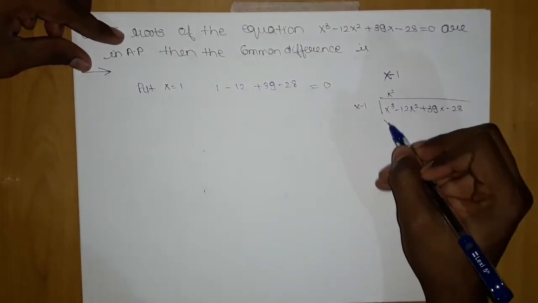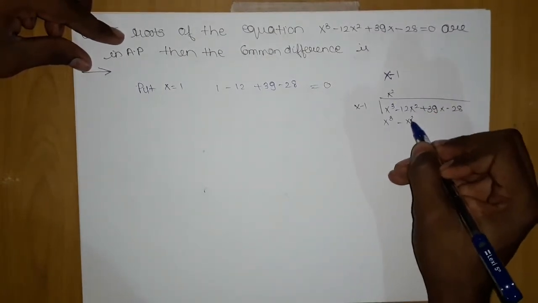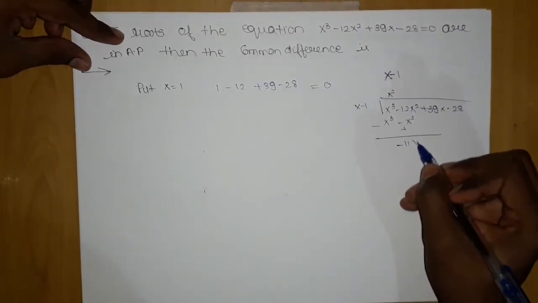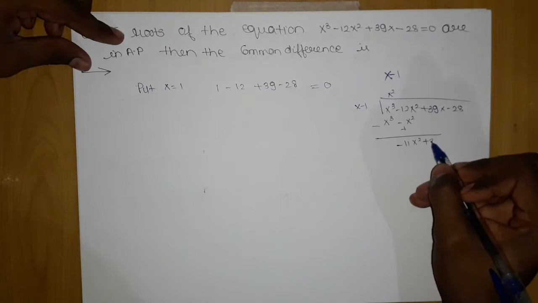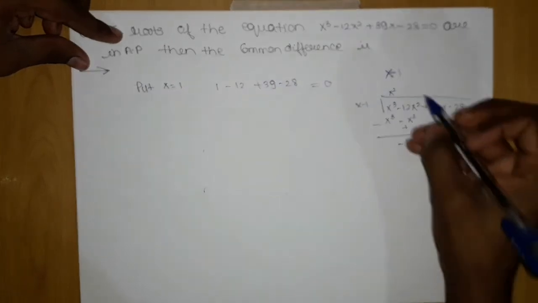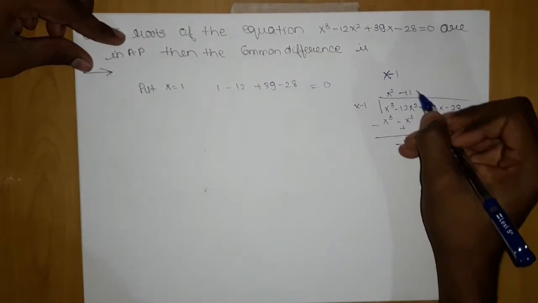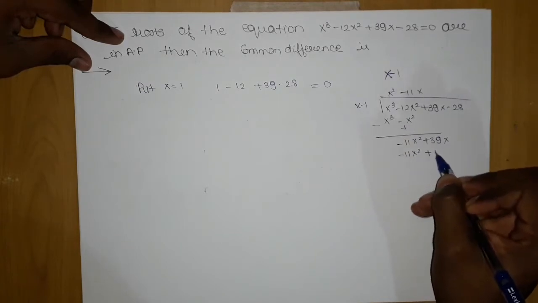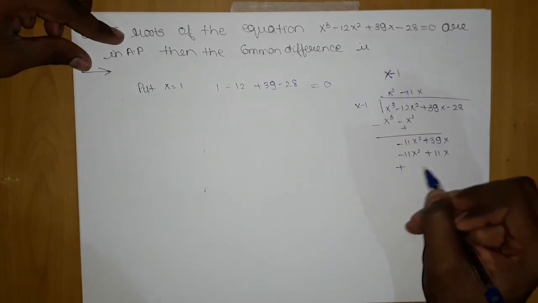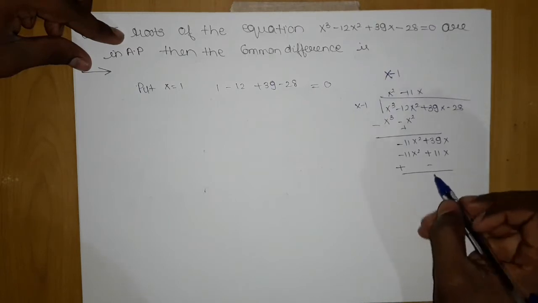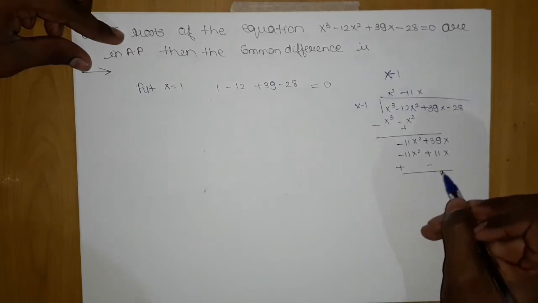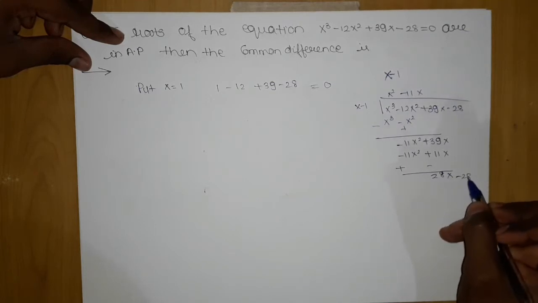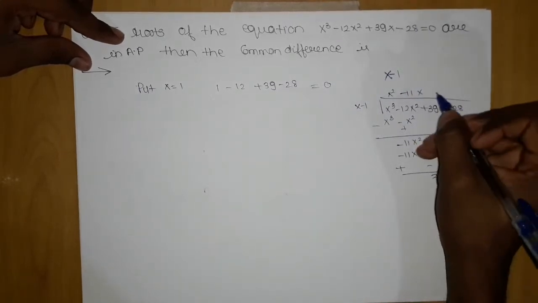x square, x cube minus x square, minus plus, further on, minus 11x square, plus 39x. Okay guys, now here it will be minus 11x. Here it will be minus 11x square, minus plus 11x. Okay, plus minus. Then what do I get here? I get 28x and minus 28. Now the rest is just 28.